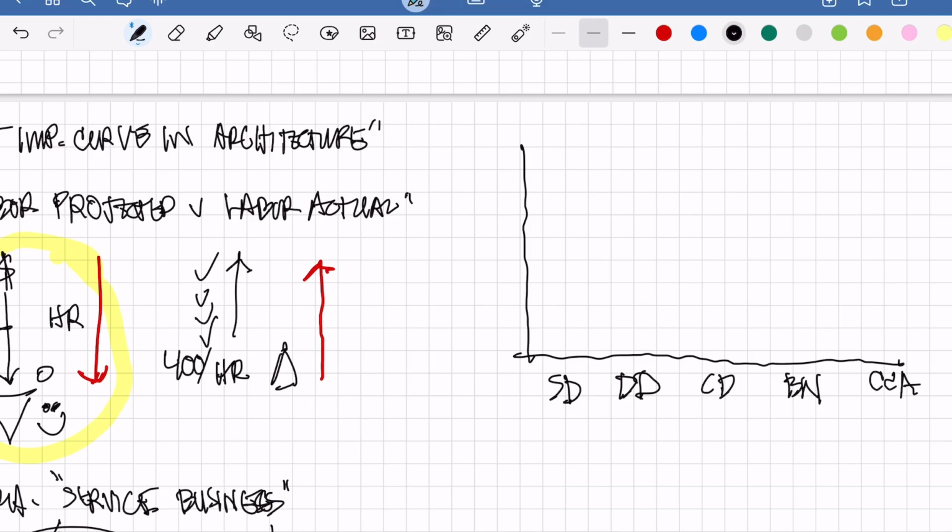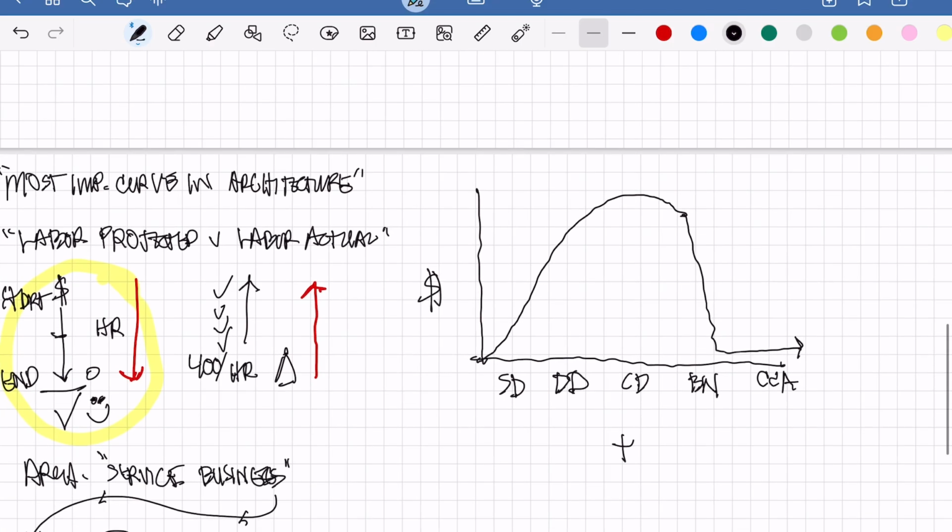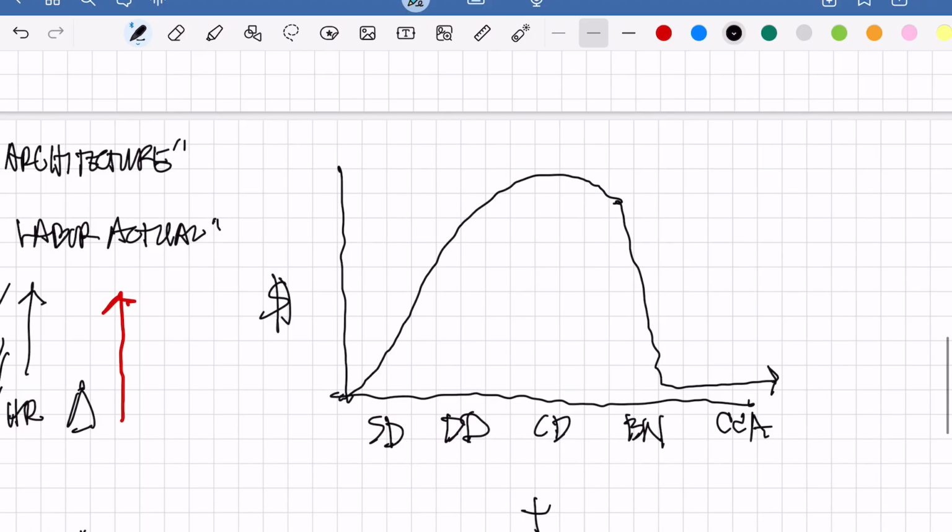And the way the curve generally works, and this is dollars, and this is time, is the curve basically starts like this. You work in schematic design, design development, contract documents, and as soon as it goes into bidding, whammo, goes way down, and then you have some sort of time for construction. That curve right here, this curve is essentially what we're talking about today.